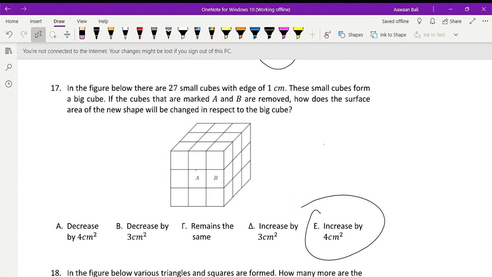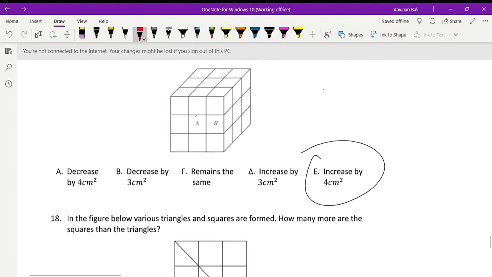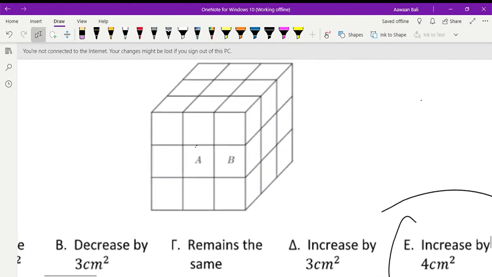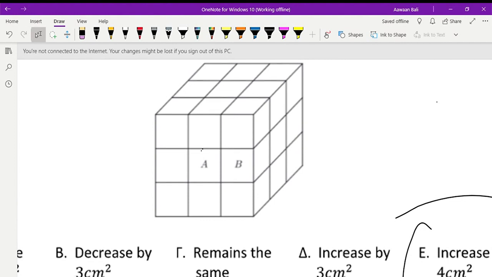In the figure below, there are 27 small cubes with an edge of 1 centimeter. These small cubes form a big cube. If the cubes marked alpha and beta, so this one and this one, are removed, how will the surface area of the new shape change with respect to the big cube? So first, the surface area of the cube is 6a squared, but we don't exactly need that because we're just taking away 2 cubes. Okay, so we'll take away the A and we'll take away the B.